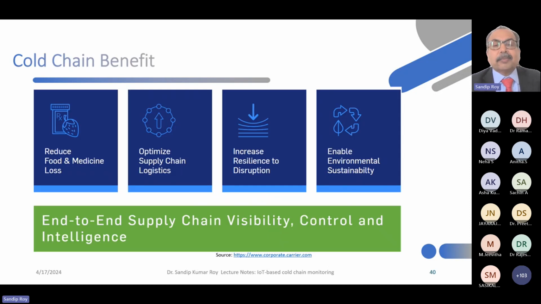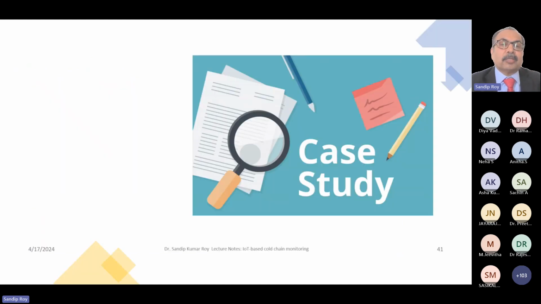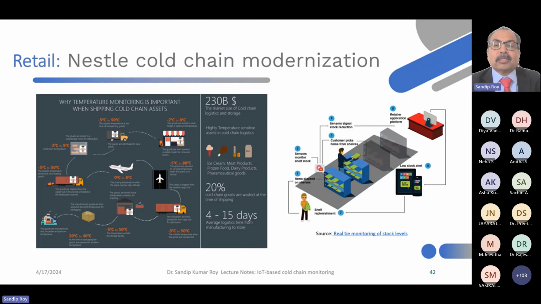So end-to-end supply chain visibility, reduce food and medicine loss, optimize supply chain logistics, increase resilience to disruption basically, and enable environmental sustainability. This is a very important aspect of this benefit. Now let's talk about some case studies.